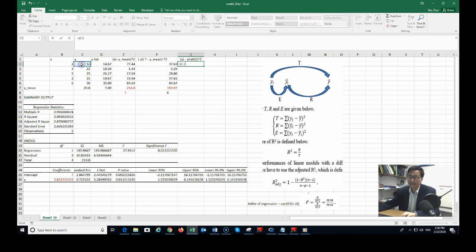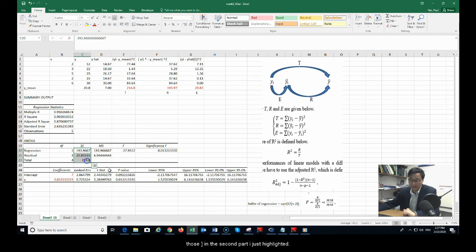The last one will be yi deviated from our estimated value, squared. So actually, this is our E value. So the total summation will be our E value. Okay. So actually, if you look at these three values, it's the same thing as the second part. Okay, I just highlight the second part.